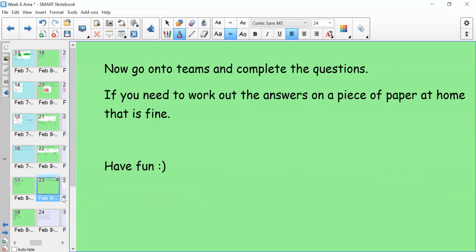Okay, so today you need to go onto Teams and complete the questions. If you need to work out your answers on a piece of paper at home, that's absolutely fine. So if you need to do the multiplication using column method, find a piece of paper and do the method. It's much better than just having a guess.